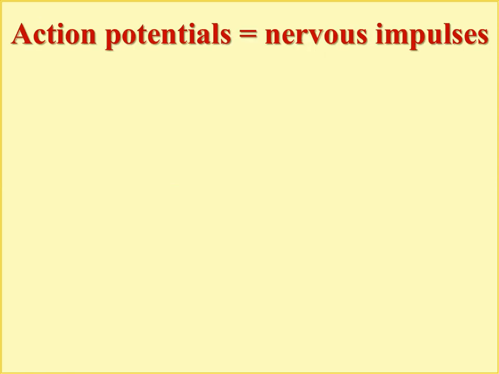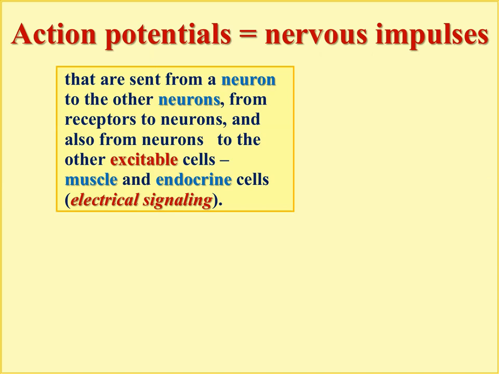And again, action potentials are the nervous impulses. In general, we can say simply that these are nervous impulses that are sent from neuron to other neurons, from receptor neurons to neurons in the central nervous system, and then from neurons to other excitable cells, mostly to muscles, but also some endocrine cells are under control of the nervous system, such as, for example, the catecholamine producing medulla of adrenals, which releases adrenaline and noradrenaline in response to sympathetic nerve stimulation. All this is electrical signaling, which is faster and very precise.